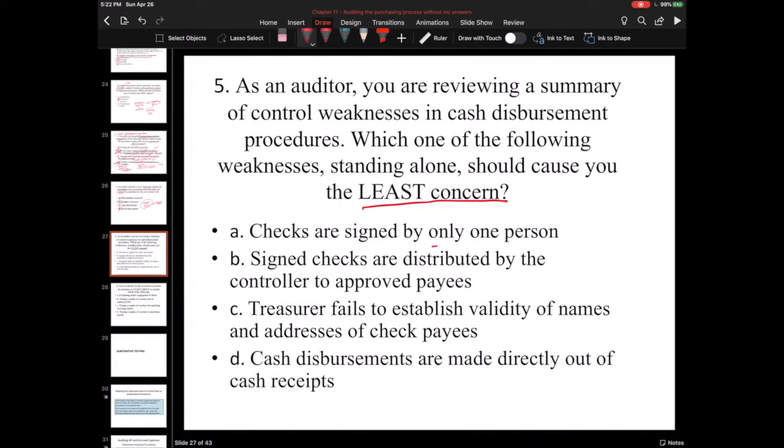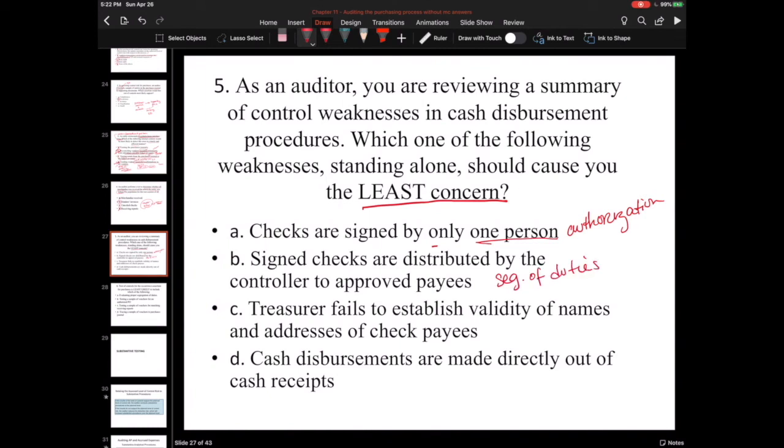That doesn't necessarily sound awful because there's still some authorization going on with this one person. So yeah, A isn't terrible. B, signed checks are distributed by the controller to approved payees. This is pretty bad because it's a segregation of duties issue.